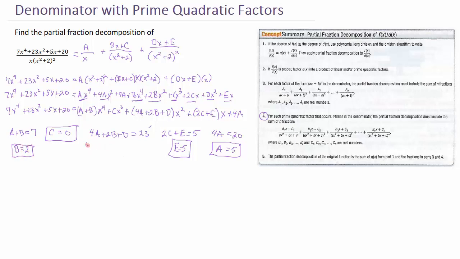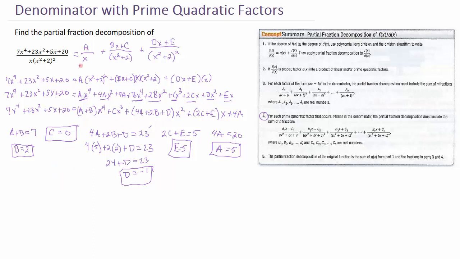So 4 times 5 plus 2 times 2 plus D equals 23. This is 20 plus 4. 24 plus D equals 23. Or D, in fact, equals -1. So initially that was overwhelming, but we were able to handle it. Watch all your algebra. Now let's put it all together.